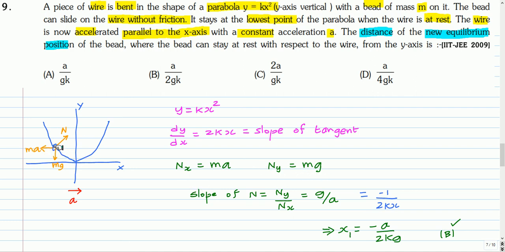So from this we get the slope of this direction as Ny by Nx, which is equal to g by a, and this direction of this normal force is same as the direction normal to this curve, and we know the slope of the tangent to this curve. So the slope of normal to the curve is negative reciprocal, so that is minus 1 by 2kx. So that should be equal to g by a. So from this we get the value of x as minus a by 2kg. So the distance is a by 2kg from the y-axis on the left side. So the correct option is option B.